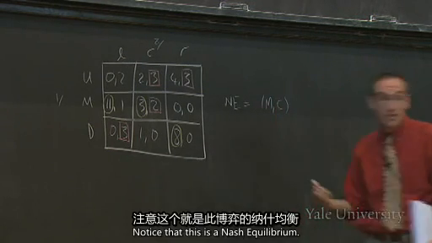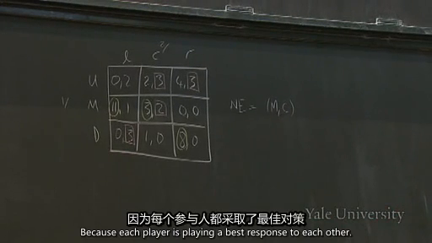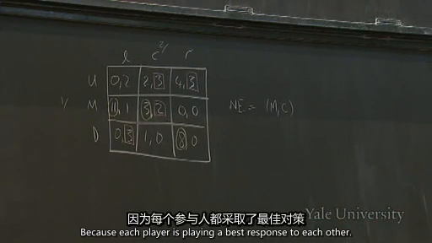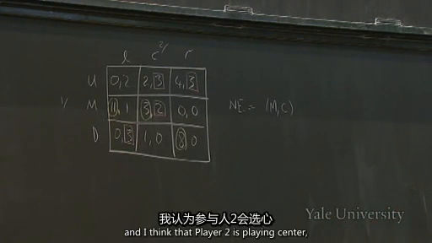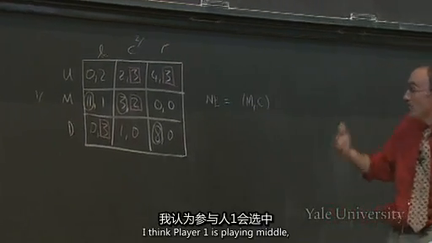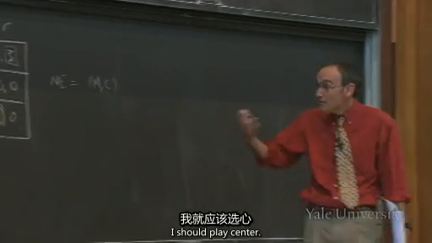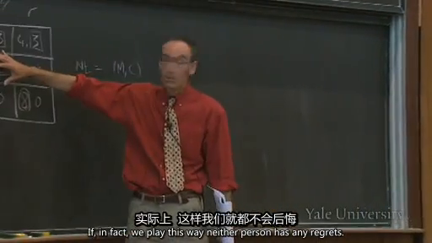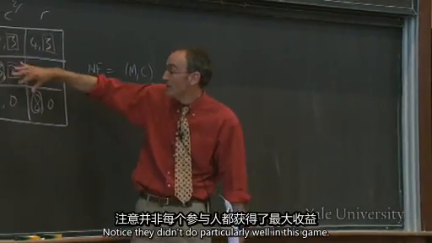All right? And notice this is a Nash equilibrium. Why is it a Nash equilibrium? Because each player is playing a best response to each other. Right? If I'm player 1 and I think that player 2 is playing center, I should play middle. If I'm player 2, I think player 1 is playing middle, I should play center. If, in fact, we play this way, neither person has any regrets. Notice they didn't do particularly well in this game.